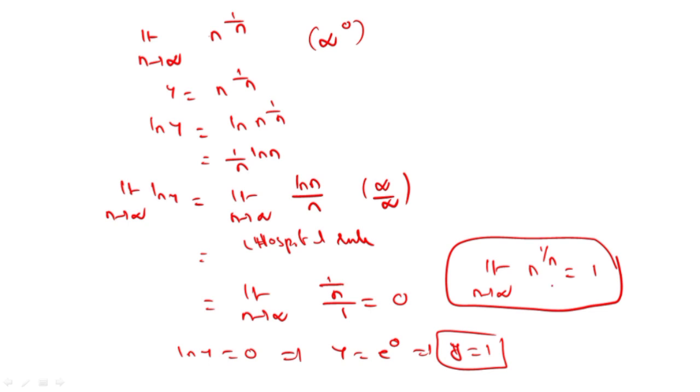For this kind of problem, whenever it is 0 power 0 or infinity power 0, you should go by taking ln, okay. So these are the ways we can solve indeterminate forms using L'Hopital rule, okay.